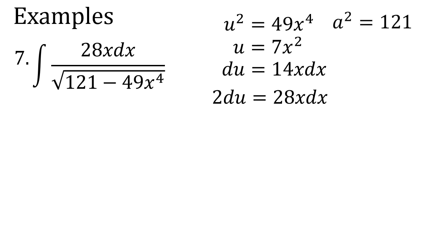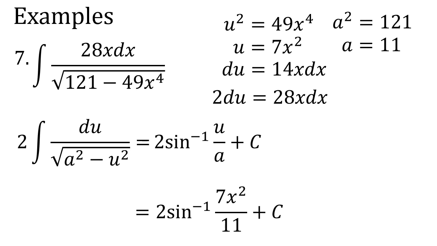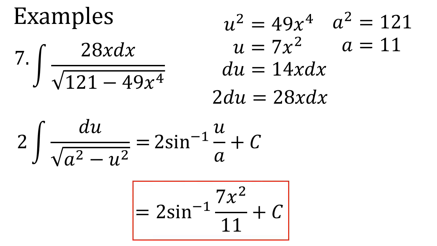So obviously, our a squared is equal to 121 and a is equal to 11. Our given is in the form of 2 times the integral of du over the square root of a squared minus u squared. So we have 2 here because of 2 du. Okay? So our integral will be in the form of 2 arc sine u over a plus c. Substituting the values of u and a, we're going to have 2 arc sine 7x squared over 11 plus c. So this is our answer.